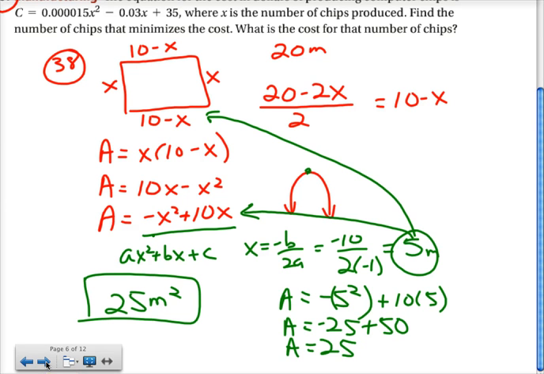Then, number 39, well, I'm going to have to do some erasing here so I have some room, first of all. The nice thing about this one is that they give us the equation. It's not a nice equation, but they give it to us. The equation for the cost, pardon me, yawning again.